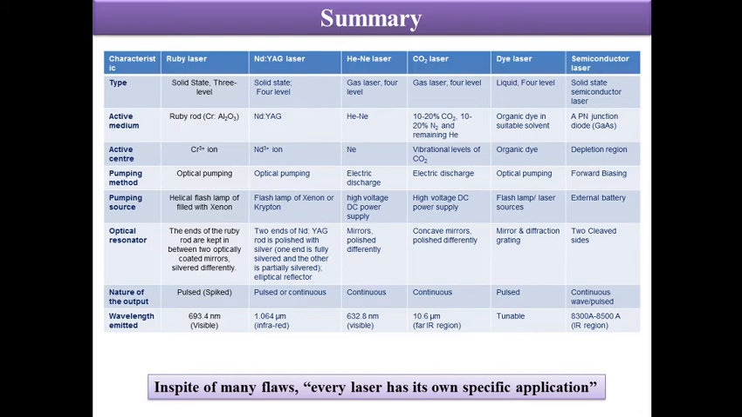If we talk about the active center, then the chromium ions, Cr3+ ions, are the active centers in ruby laser, while the Nd3+ ion acts as an active center in Nd:YAG laser. Neon atoms act as an active center in helium neon laser, while in CO2 laser, since CO2 is a triatomic molecule, the vibrational levels like bending, asymmetric stretching, and symmetric stretching are the active centers. In dye lasers, we have organic dyes as the active centers, while the depletion region acts as the active center in semiconductor lasers.